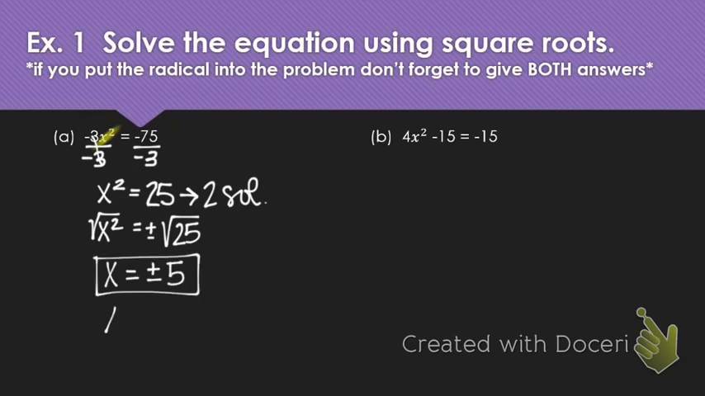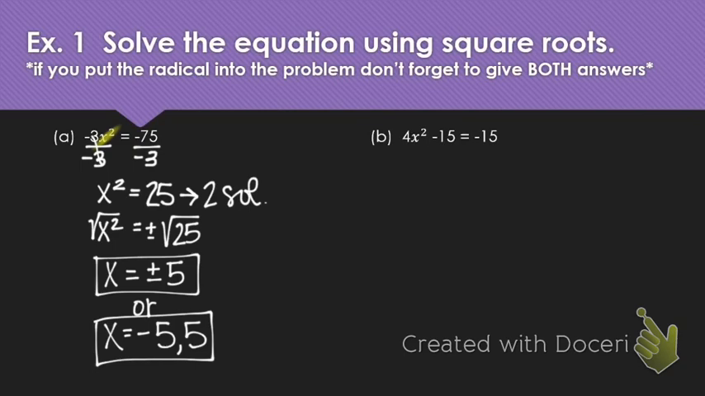Now, I do have some people who like to write these separate. So x equals negative 5, comma 5. I'm okay with that too. But you have to understand that is 2 answers right there. That is a positive 5 and that is a negative 5. Now, were we supposed to have 2 solutions at the end? We were, and we do.